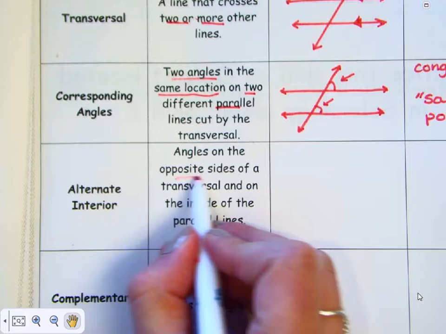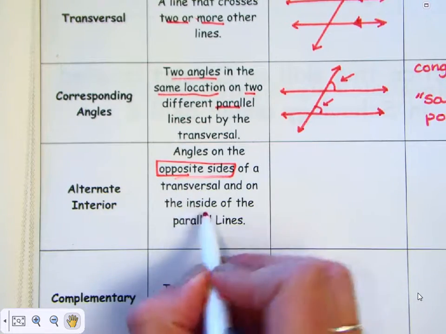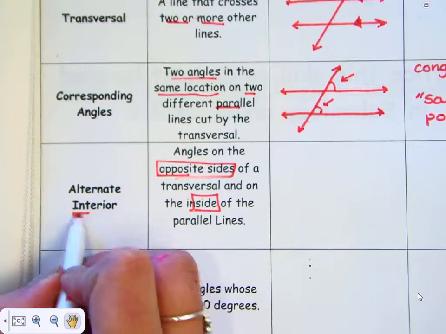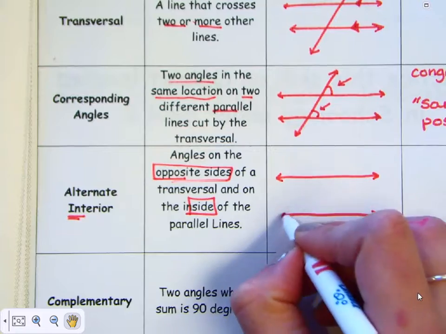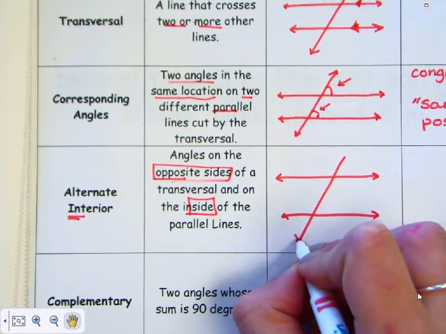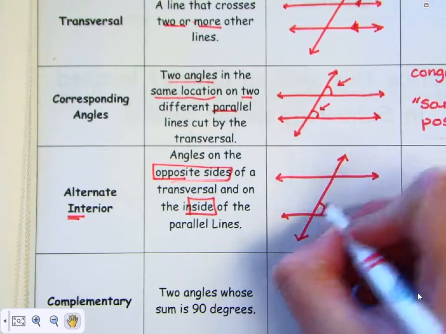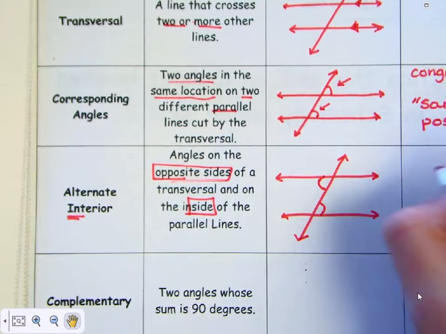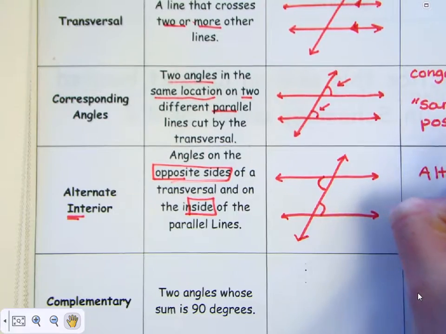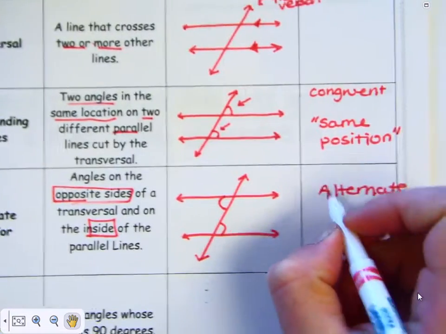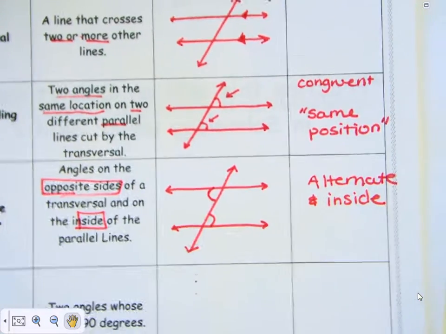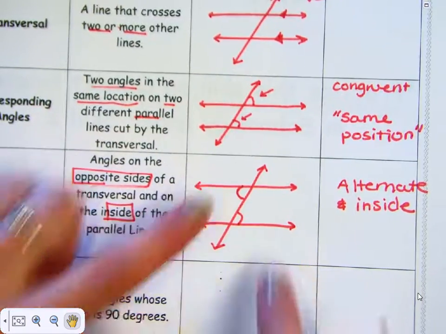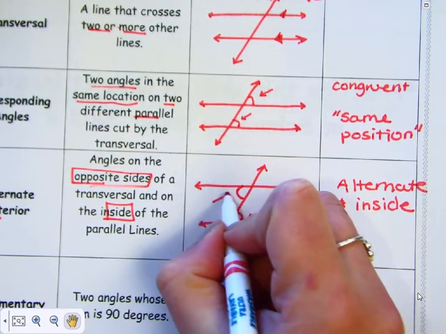Okay. Alternate interior angles are the angles on opposite sides of the transversal inside the parallel lines. Interior means inside. So a picture that might represent this is our parallel lines cut by a transversal, and it's alternate, inside the parallel lines. So alternate and inside. They're the opposite angles inside of the 2 parallel lines here. So those are alternate interior angles.